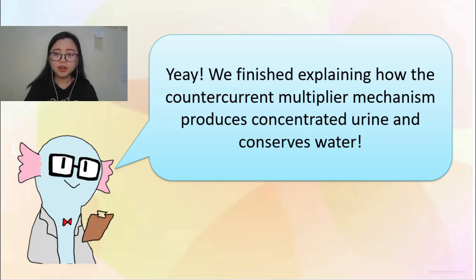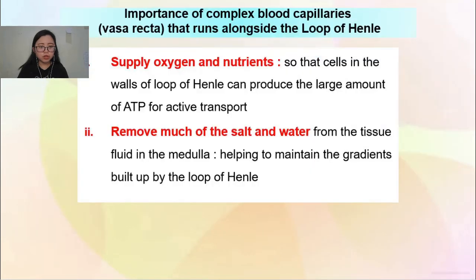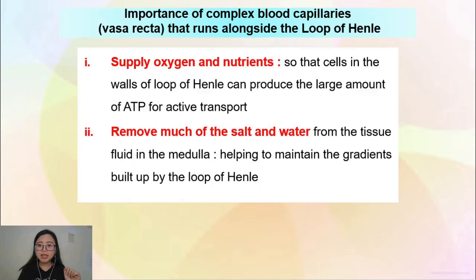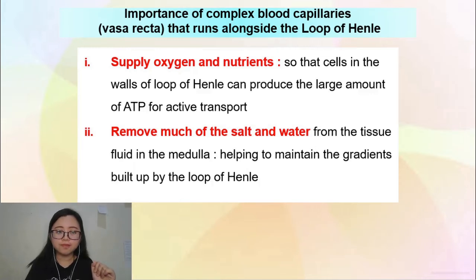Okay? Alright, so there's one more thing we need to focus on. We need to talk about how important the blood capillaries around the loop of Henle are. Vasa recta, the thing that I mentioned just now, is the blood capillary that runs alongside the loop of Henle. The first importance of this blood vessel is it supplies oxygen and nutrients so that the cells in the wall of the loop of Henle can produce the large amount of ATP for active transport. Oxygen, nutrient for active transport.